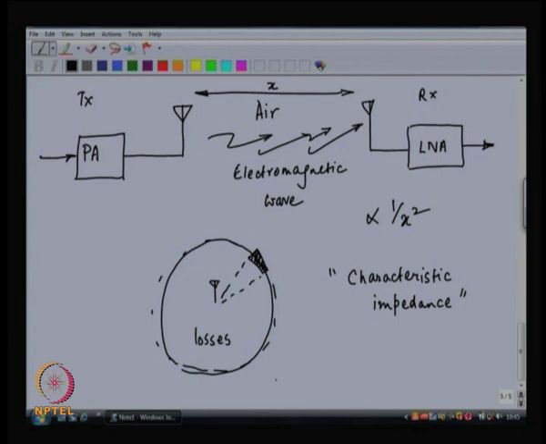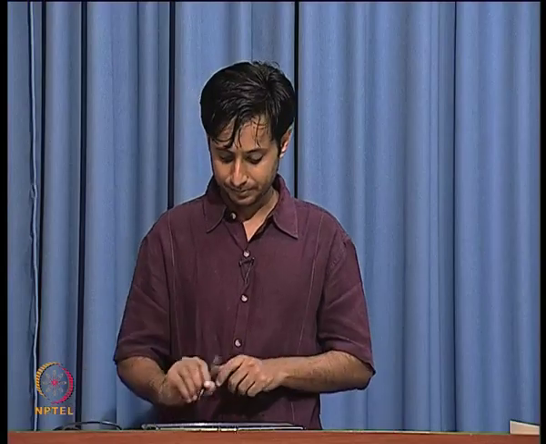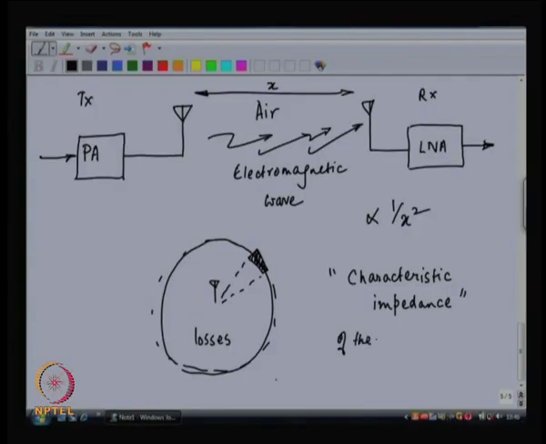So, once again we choose a certain characteristic impedance of the antenna. This characteristic impedance is chosen to minimize losses and also to handle as much power as possible. We do not want lightning striking across the transmitter and the receiver, that is not something very good, right. We want to handle as much power as possible, at the same time we want to minimize losses. So, both of these considerations lead to a certain characteristic impedance of the antenna.